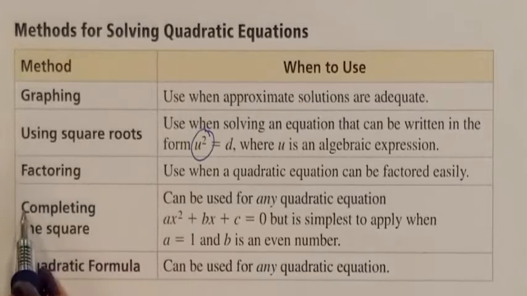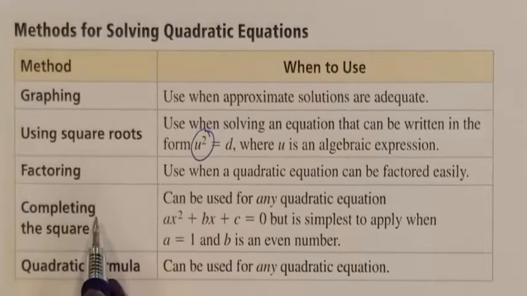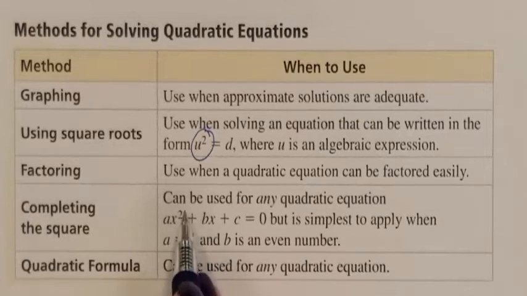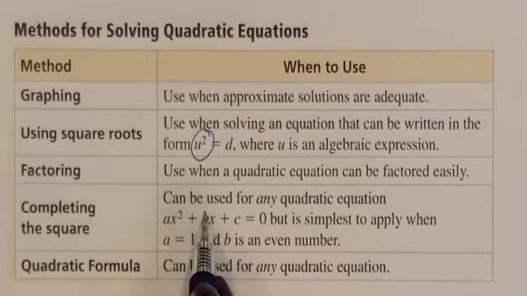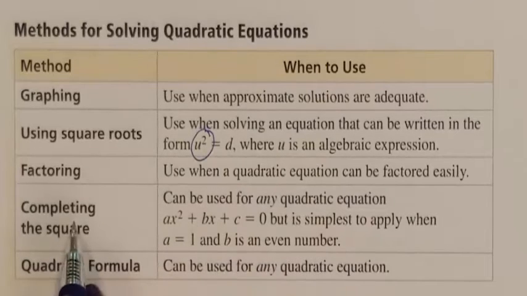Completing the square: I would only do completing the square when a is 1 and this b value is an even number. If a is not 1 and b is not even, the completing the square method is too difficult. I wouldn't do that. I would move on. The quadratic formula works for anybody and everybody. So the quadratic formula is always my last resort. If it doesn't work with any of the other four methods, always do the quadratic formula.